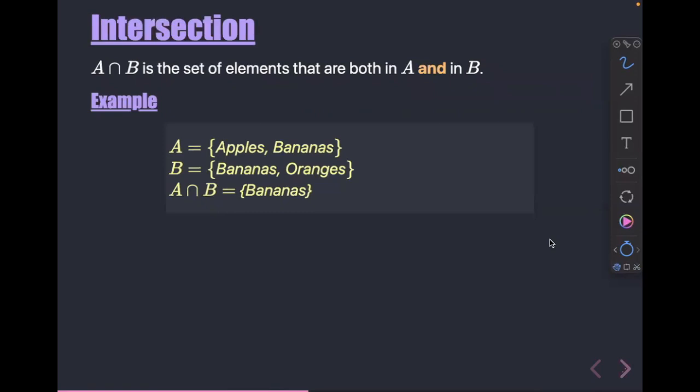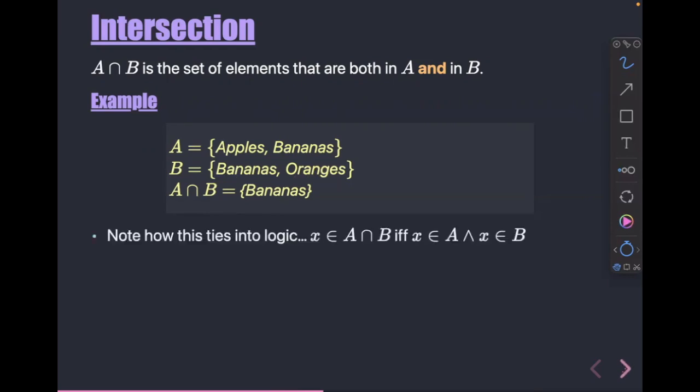Another type of set operation we're going to learn about, and we'll learn more about this in our next lesson as well, the first one we're going to learn is called intersection. This is the set of elements that are in both A and B. I think the best way to show this is with an example. If A is apples and bananas and B is bananas and oranges, the intersection of A and B is just bananas. So it's elements that are in both A and B.